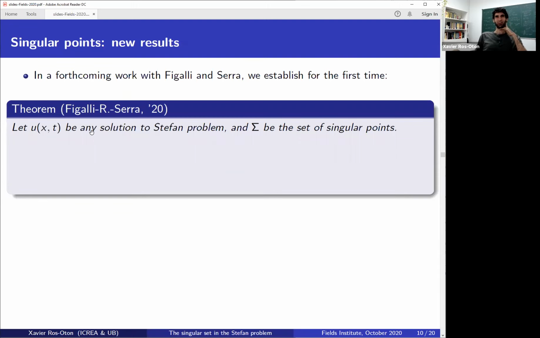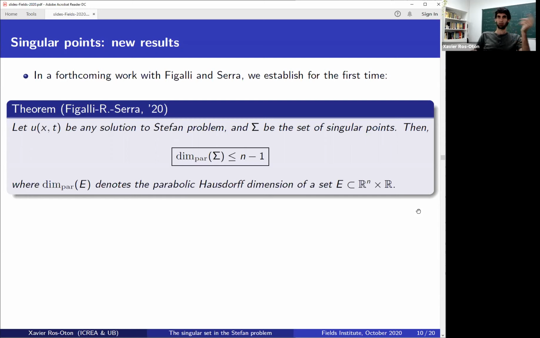And the result is the following. If you get any solution to the Stefan problem that is not stationary, of course, otherwise everything is false. If it's stationary, you go back to the previous talk. If not, then this is the theorem. Consider any solution to the Stefan problem that is not stationary, and let Sigma be the set of singular points, considered as a subset of R^n times R. Then the parabolic dimension of the singular set is at most n-1. This is the parabolic Hausdorff dimension of a set in R^n times R.